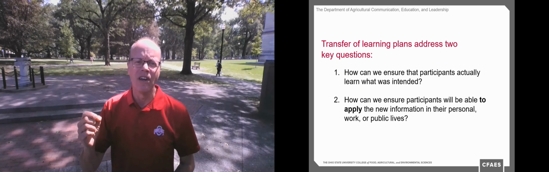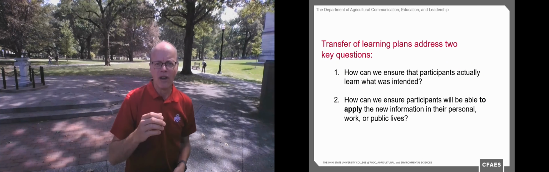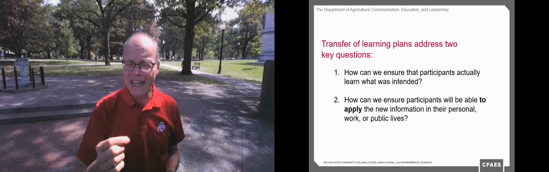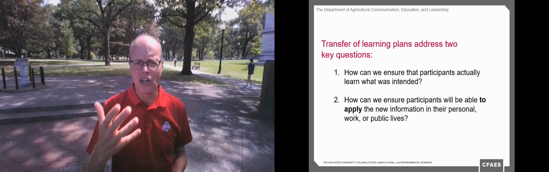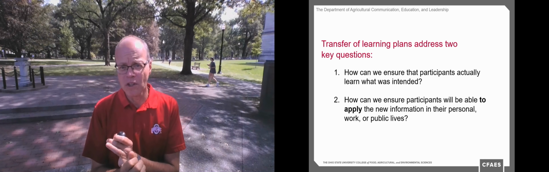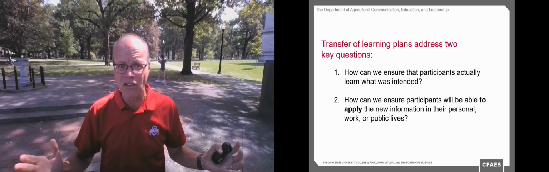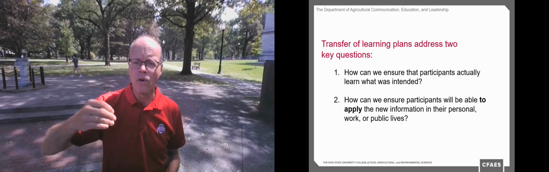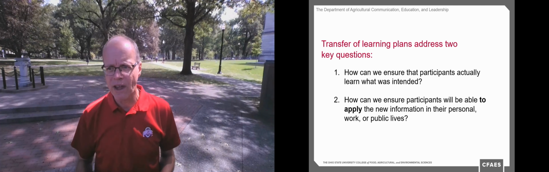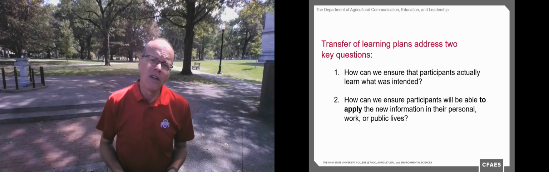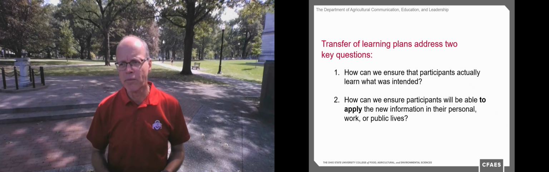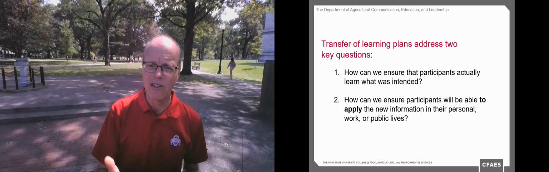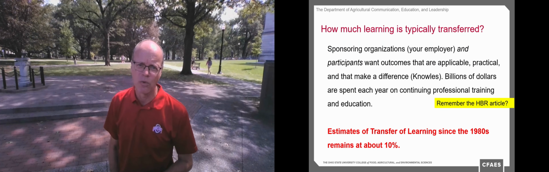Here are a couple of questions that are key to thinking about transfer of learning in our work, as we're designing this early in the process, as we're designing the educational programs. First, how can we ensure that participants actually learn what was intended, basic stuff, no surprises, and then how can we ensure that they'll be able to apply it in their personal work or public lives, wherever that may be, that they need this information. If it's an industrial training program, I've brought up those examples. If it's a nonprofit training for compliance that has to be done, how can they apply it? How do we make sure we do that?